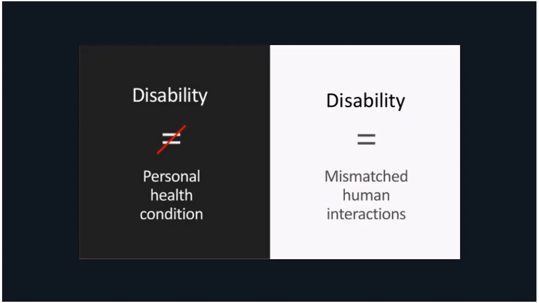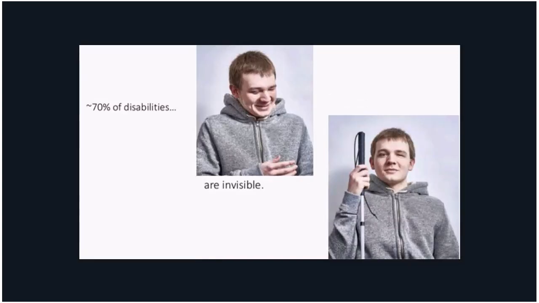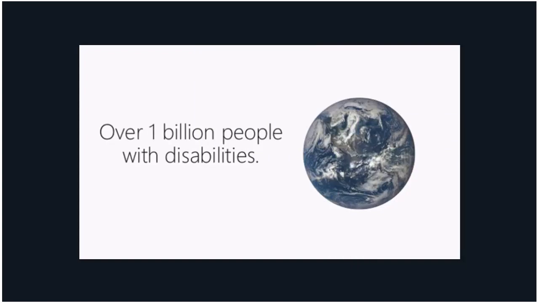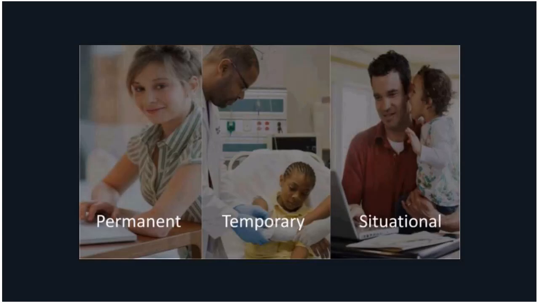I want to begin with this thought. Disability is not a personal health condition. Disability is mismatched human interaction. If you put any human in the right interactive environment, I don't think there should be a problem in getting a response. 70% of disabilities are invisible. Over 1 billion people on earth have disabilities. Therefore, we definitely need to pause and think. Some of these disabilities might be permanent, some might be temporary, and some might be situational.